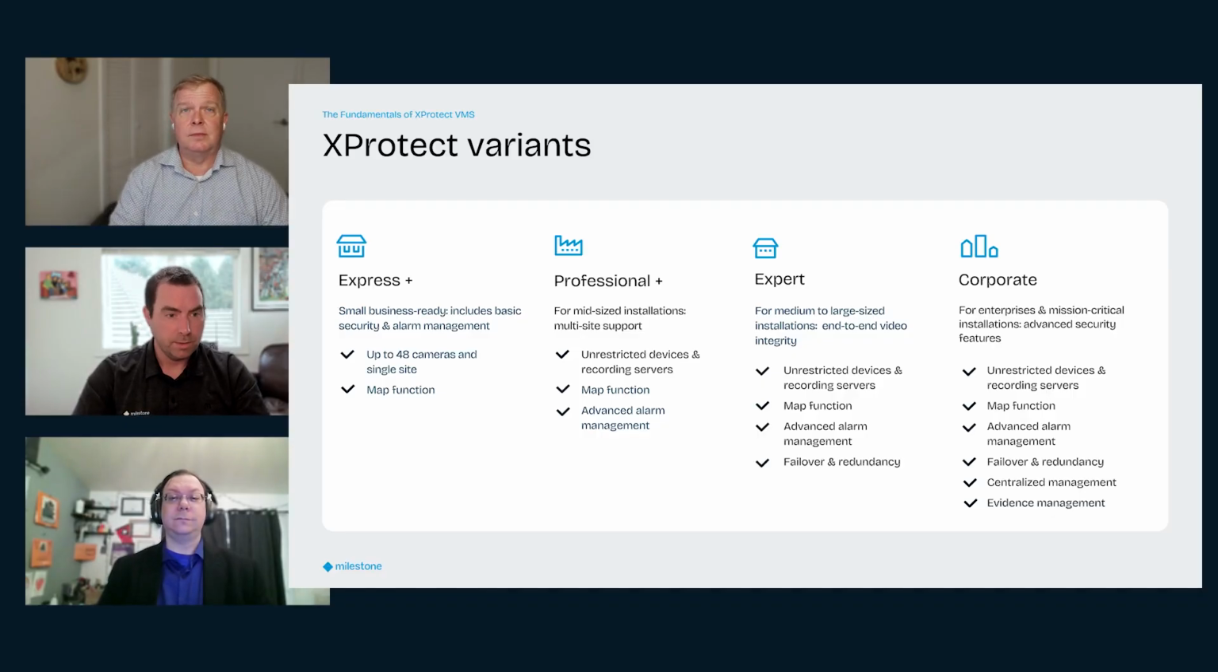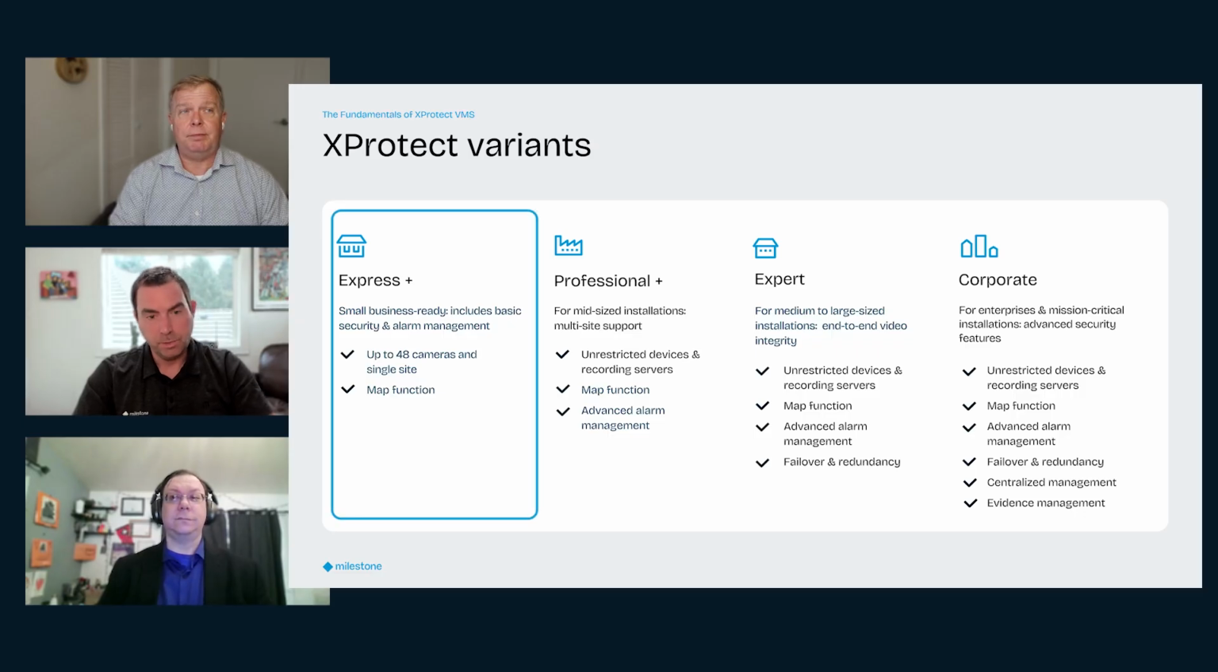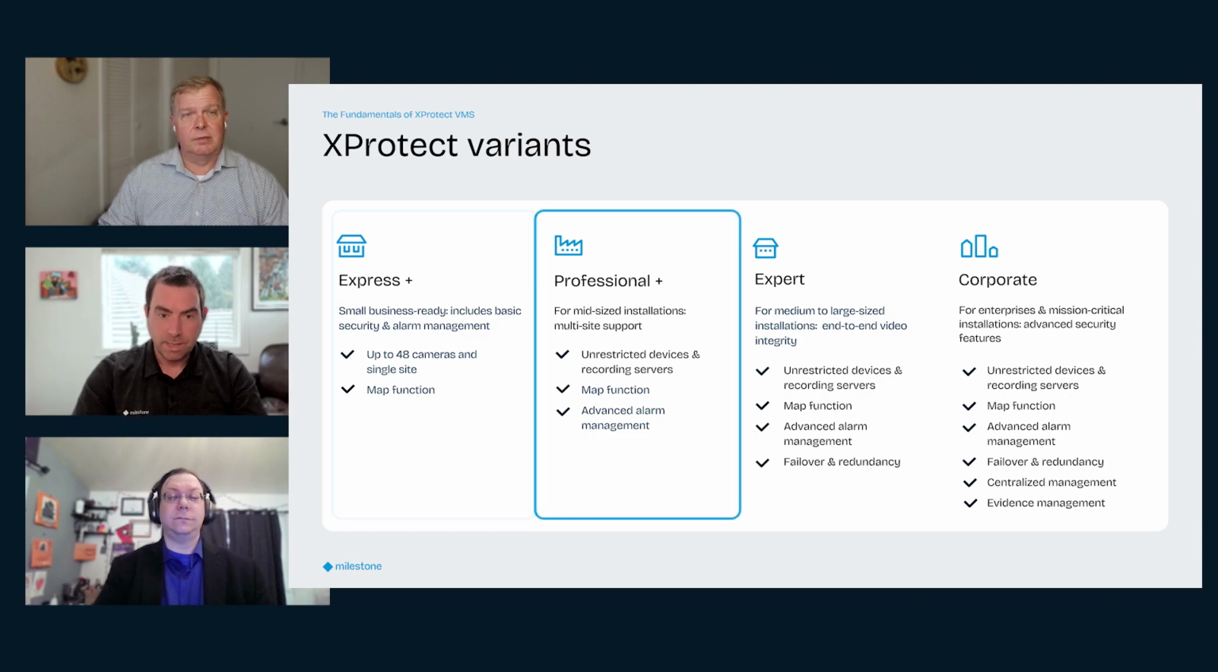The first entry-level product we have is Express Plus. It's very simple to deploy. It's single site, up to 48 cameras. And if you have a small business, it's a great fit and a low barrier of entry to get into the Milestone family.